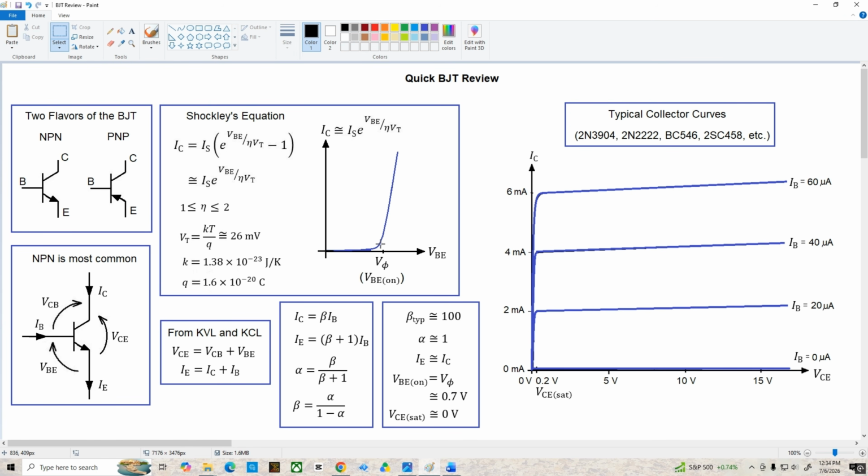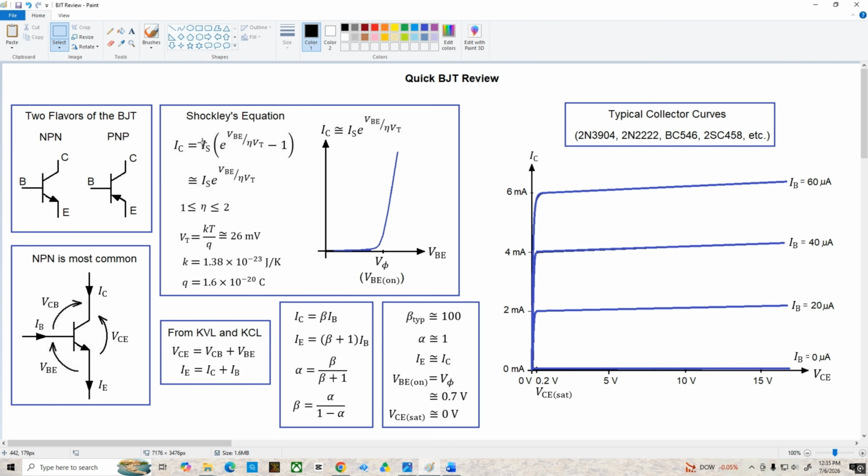Now, another thing I should mention over here in Shockley's equation is I sub S, the saturation current. That's the leakage current from base to emitter for this PN junction, and typically it's very, very small. For a transistor like a 2N3904, it's usually less than 1 nanoamp. For a large junction power transistor like a 2N3055 or something similar, it might be in the microamp range, but in either case, it's typically a very, very small value compared to the operating current of the transistor, I sub C. And I also should mention that the saturation current is extremely temperature dependent.